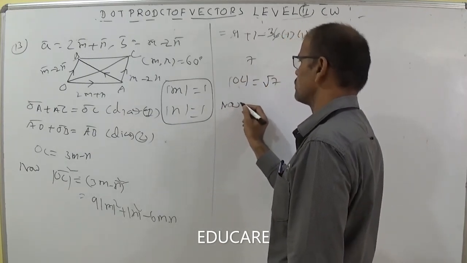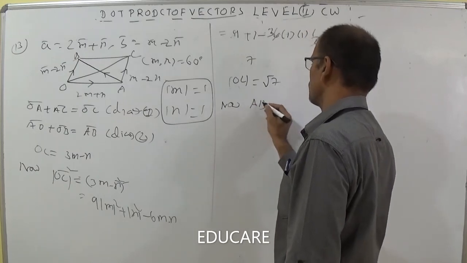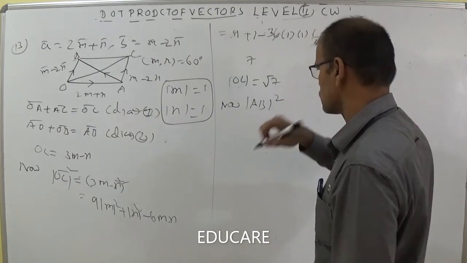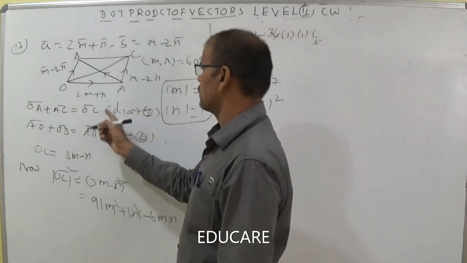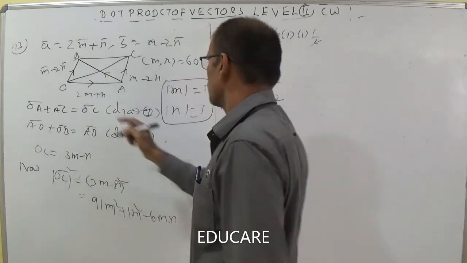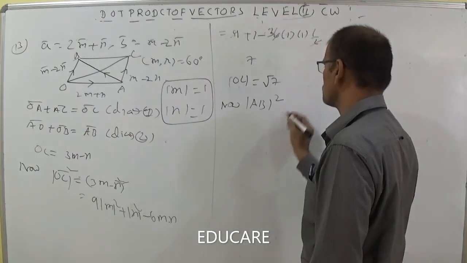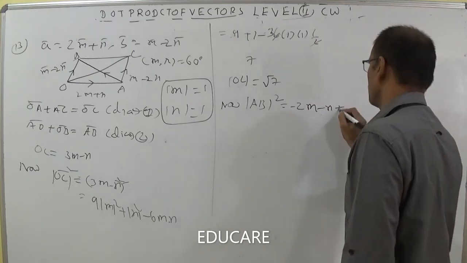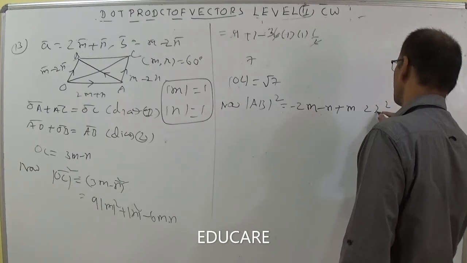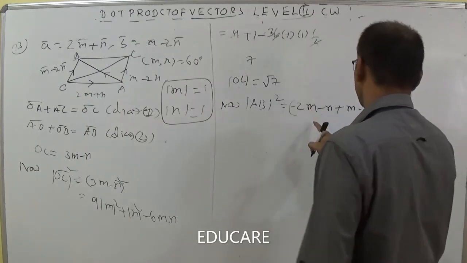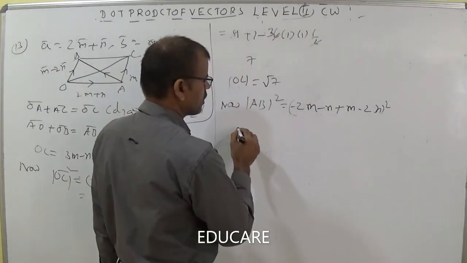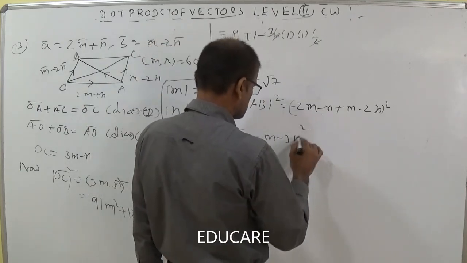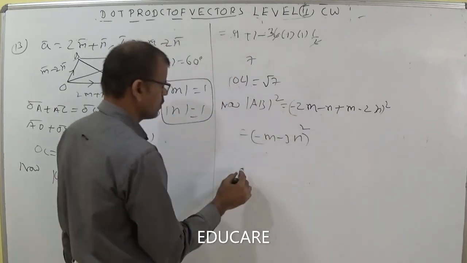One diagonal completed. Now let us discuss the AB diagonal. What is the value of AB? First, using this property, AB becomes this side, direction changes. Minus 2m, I am writing here: (−2m − n + m − 2n) whole square. What is −2m plus m? You can write (−m − 3n) whole square.